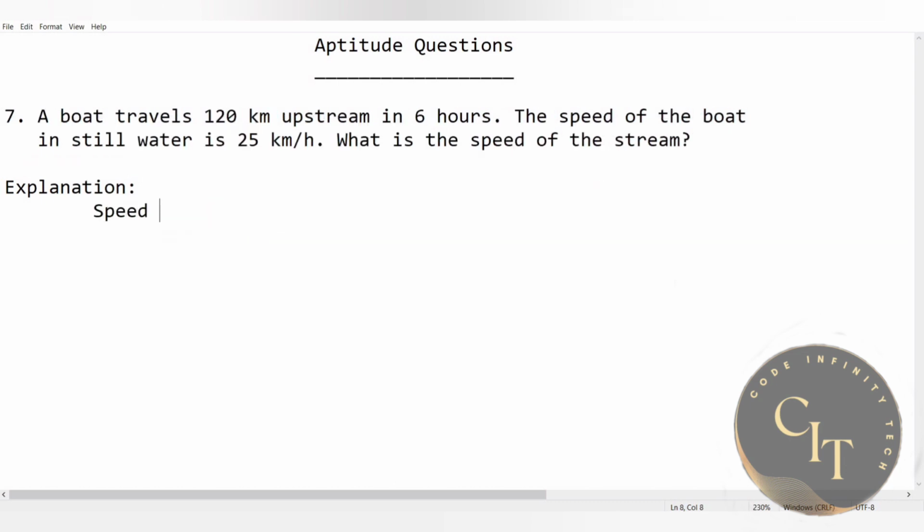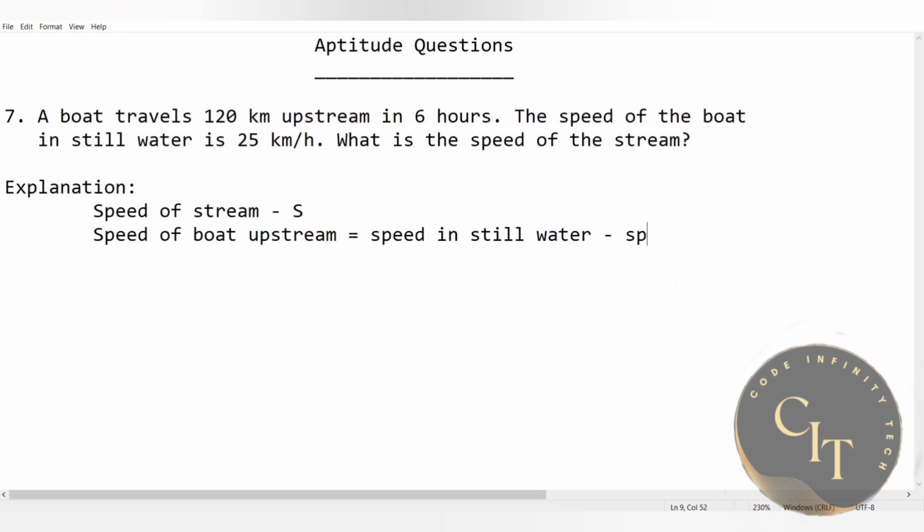Coming to the next question. A boat travels 120 kilometers upstream in 6 hours. The speed of the boat in still water is 25 km per hour. So what is the speed of the stream then? So firstly, let the speed of the stream be s. Now what will be the speed of the boat upstream? It will be the speed of the boat in still water minus the speed of the stream. So speed of the boat upstream equals speed in still water minus speed of the stream.